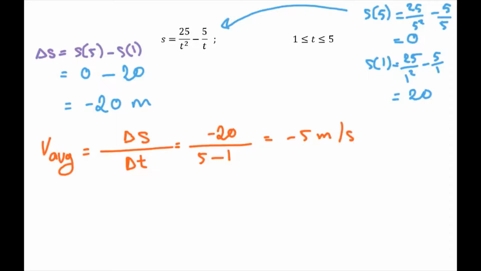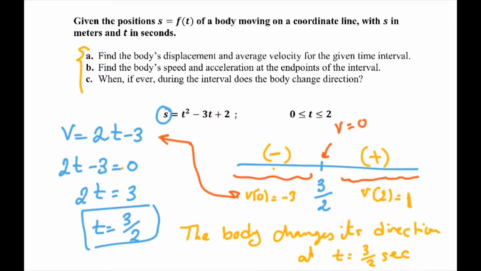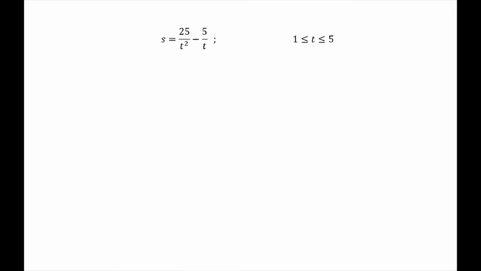Okay, now what about the next? He wants us to find, let's go back just to check, he wants us to find the body's speed and acceleration at the endpoints. So we need to find the body's speed. And remember, to find the body's speed, you need to find the first derivative of the position. So V will be equal to ds over dt, or you can call it S prime.